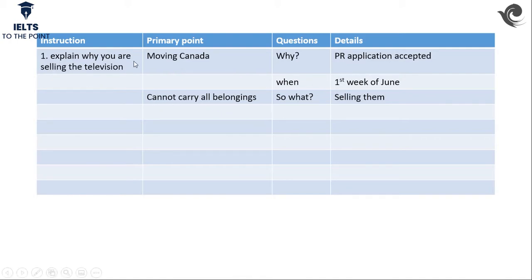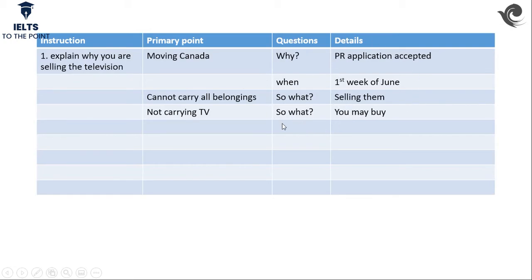But this particular detail is not helping us to tell why you are selling the television. So you need to write the next point. Cannot carry all belongings. So what? I am selling my belongings. Still we have not come to the TV part, and now we will come. I am not carrying any TV. So what? You may buy. You means the friend's friend to whom you are writing the letter. I hope you are realizing that asking these questions to the primary points will help you to explain these details.